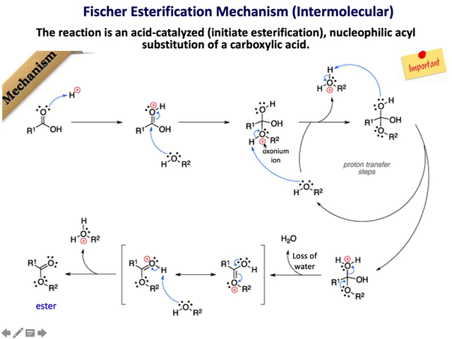Okay, O becomes positive. Next is the proton transfer step. Look at here: loss of water. So the intermediate becomes resonance stabilized, and lastly you form the ester. So this is the mechanism for Fischer esterification. It is the most important part.